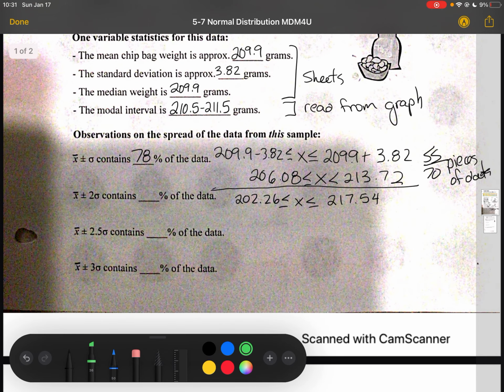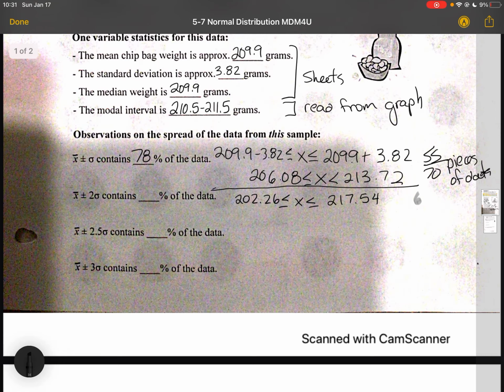So now I've got 67 out of 70 pieces of data. I'll write that in my marker here, 67 out of 70, which gives us 96% of the data.